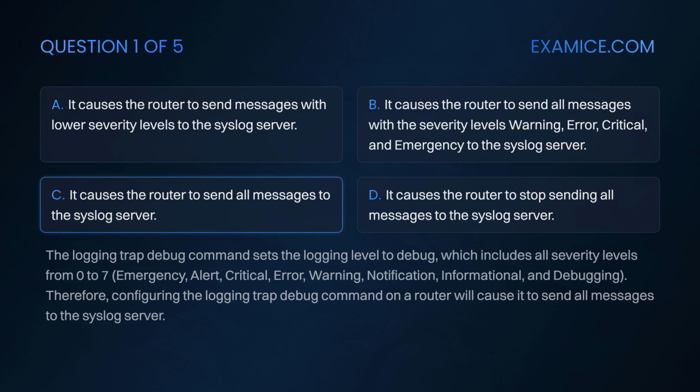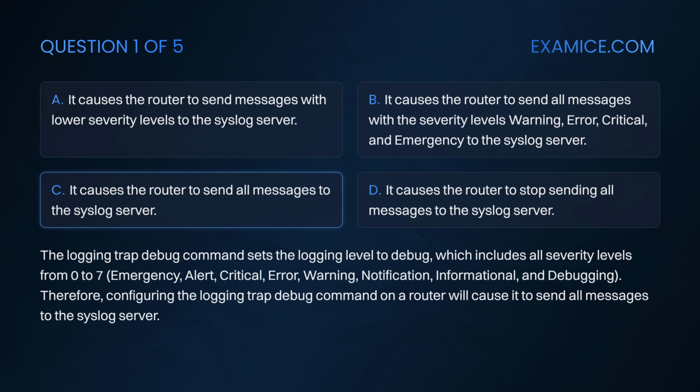The logging trap debug command sets the logging level to debug, which includes all severity levels from 0 to 7. Therefore, configuring the logging trap debug command on a router will cause it to send all messages to the syslog server.